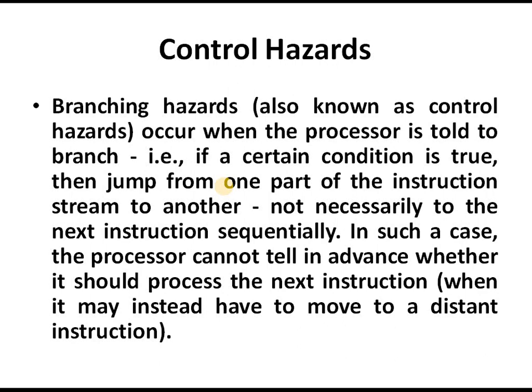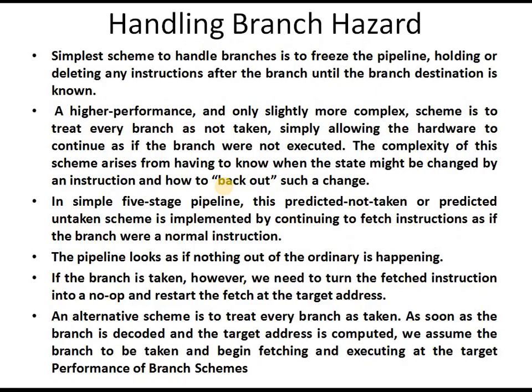Control hazard. A branching hazard, known as a control hazard, occurs when the processor is told to branch. If a certain condition is true, then jump from one part of the instruction stream to another, not necessarily to the next instruction sequentially. In such a case, the processor cannot tell in advance whether it should process the next instruction, when it may still have to move to the 10th instruction.